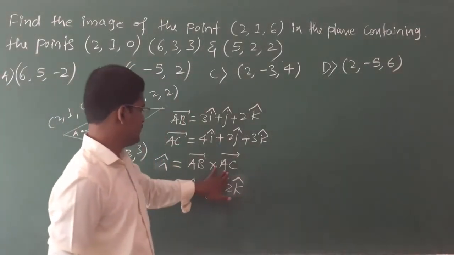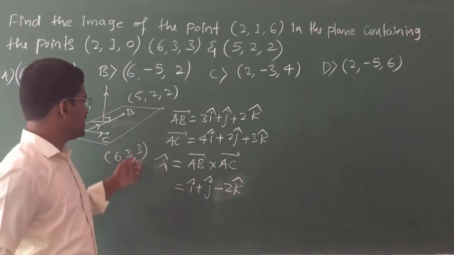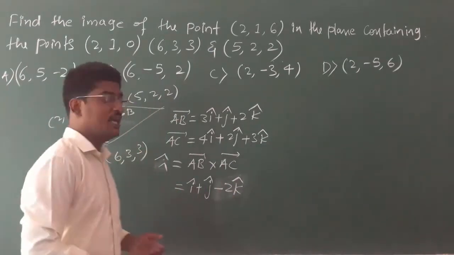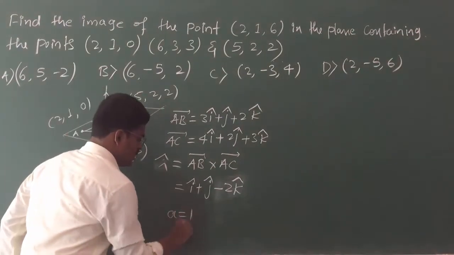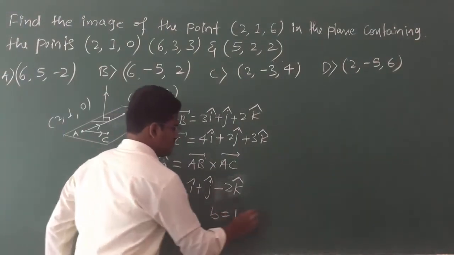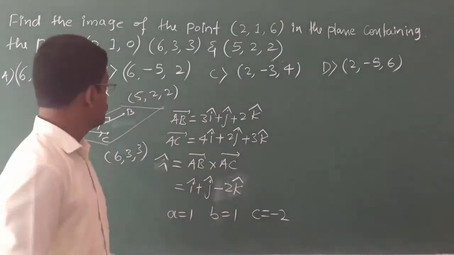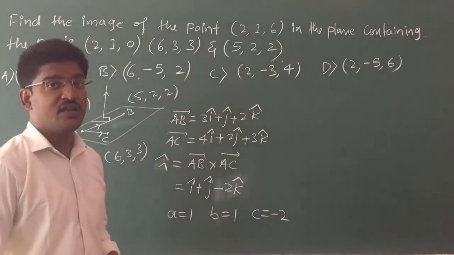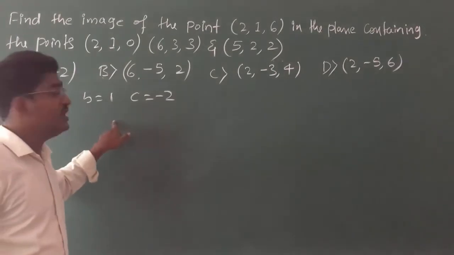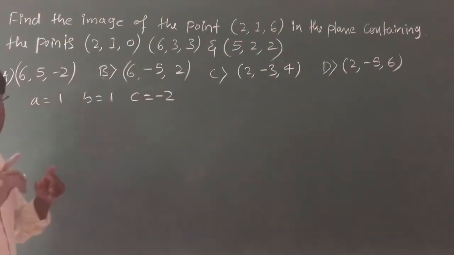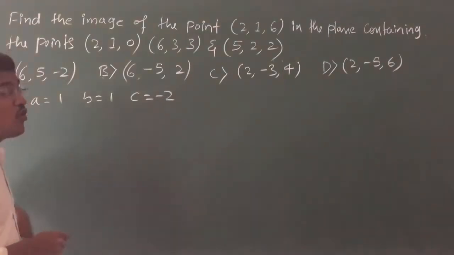Clear? Okay. So after simplifying AB cross AC, you are going to have i cap plus j cap minus 2 k cap, that is A equal to 1, B equal to 1, C equal to minus 2. These are the direction ratios of this normal vector. Clear? Using these terms, now I will find the equation of the plane.